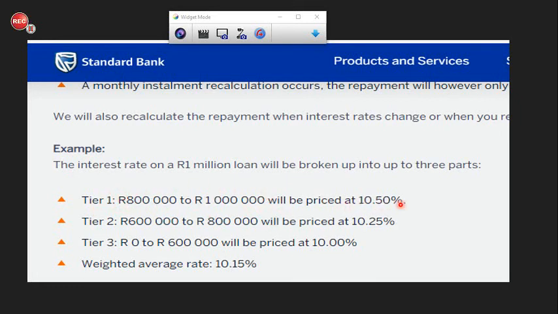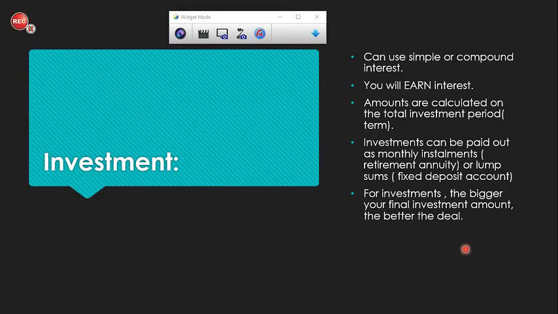Okay. If we look at investments, we need to remember, once again, this can use simple or compound interest. We will be earning interest because we're investing money. The amounts are calculated on the total investment period or the term of the investment. The investments can be paid out as monthly installments, which happens in most cases with a retirement annuity, or as a lump sum, which is like a fixed deposit account where you get all your money at once.